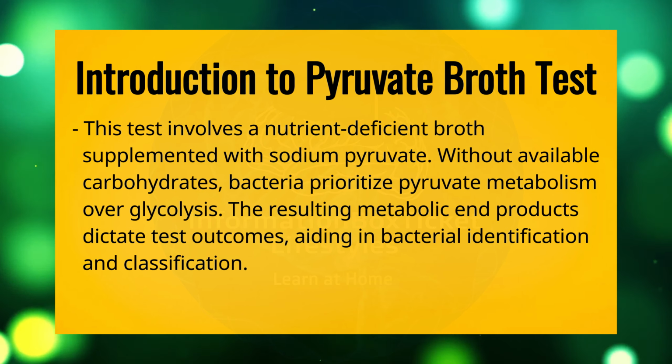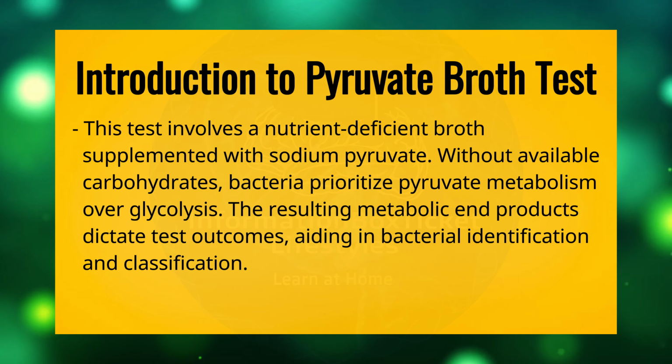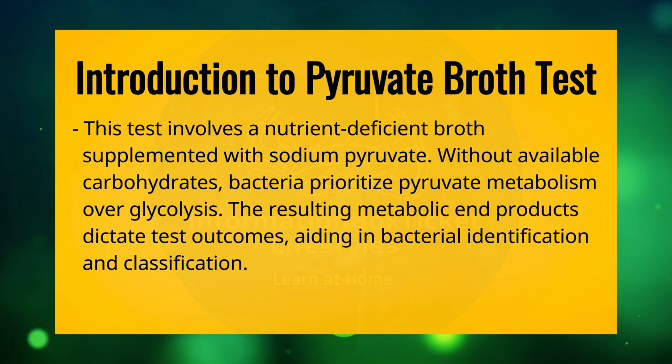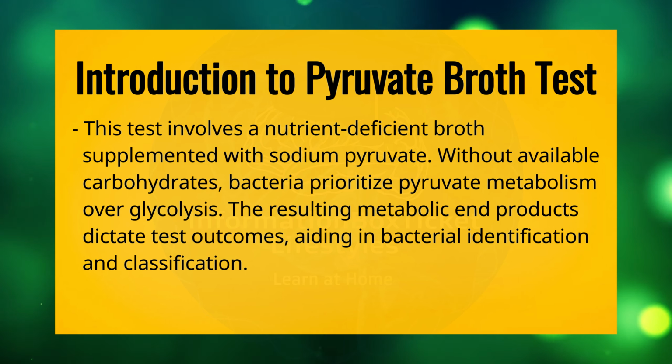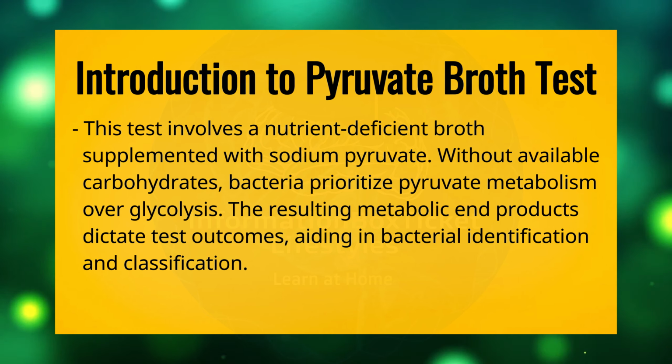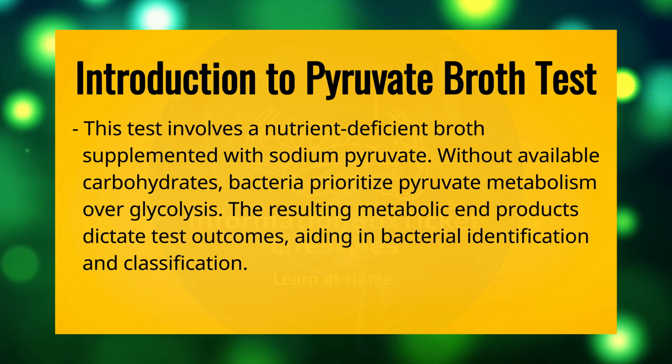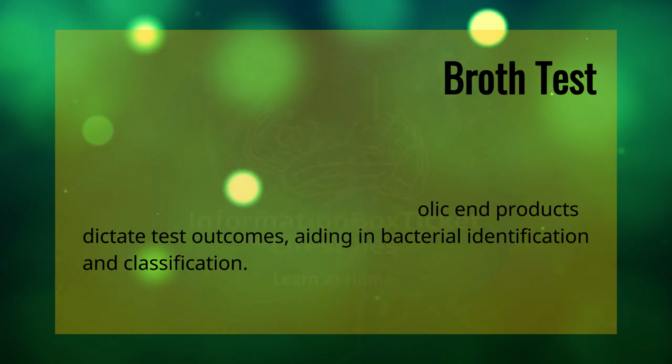This test involves a nutrient-deficient broth supplemented with sodium pyruvate. Without available carbohydrates, bacteria prioritize pyruvate metabolism over glycolysis. The resulting metabolic end products dictate test outcomes, aiding in bacterial identification and classification.